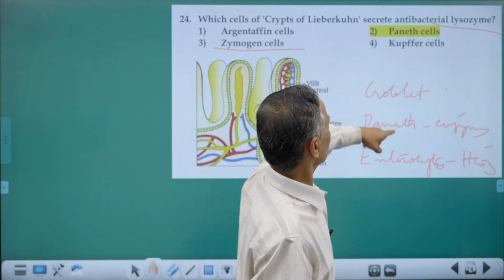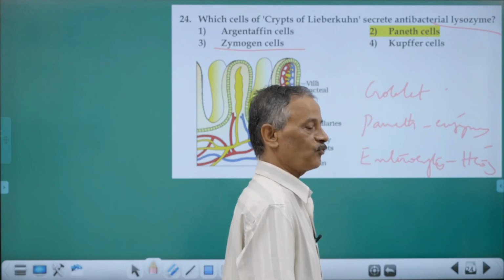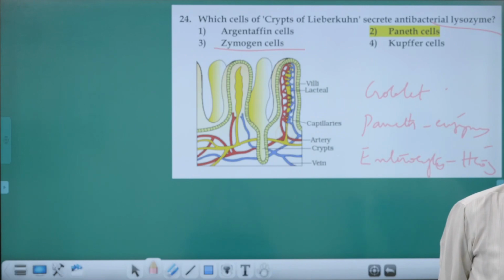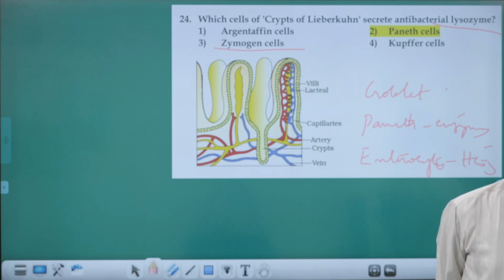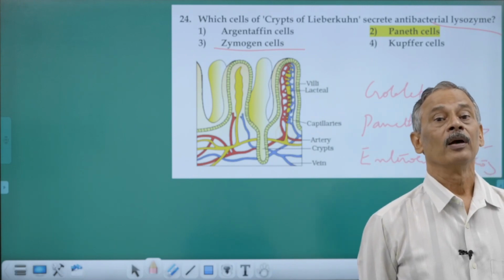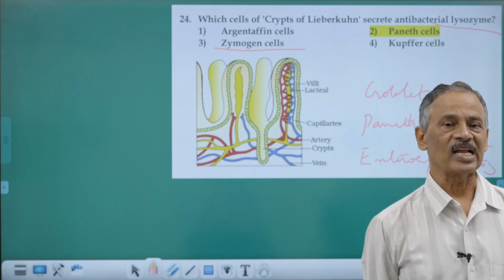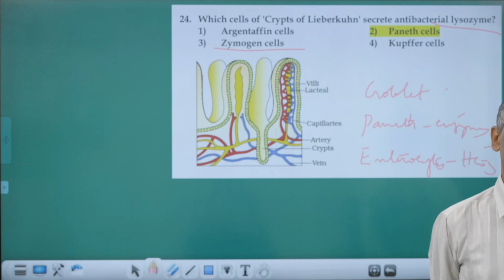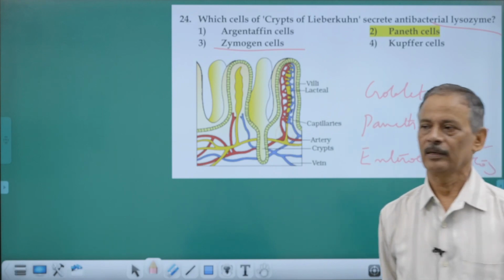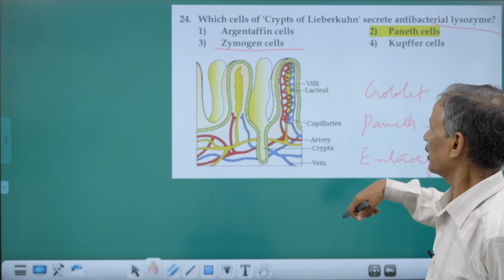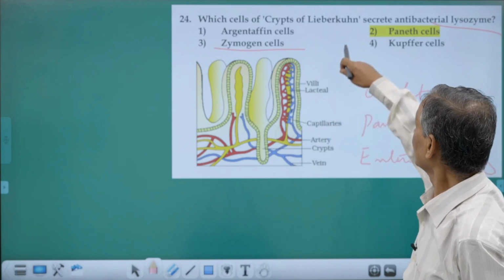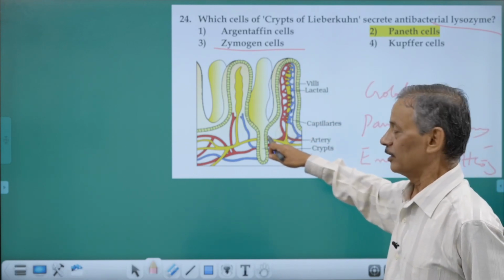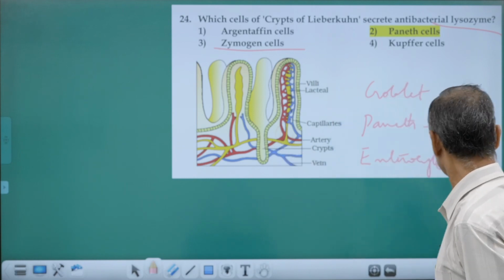So Paneth cells, correct. Kupffer cells. What are Kupffer cells? Kupffer cells are large macrophagic cells which are responsible for breaking down pathogens, dead cells, etc. They are macrophagic cells present in the liver. Clear? So they are not present in the crypts of Lieberkühn. Crypts of Lieberkühn are the intestinal glands.